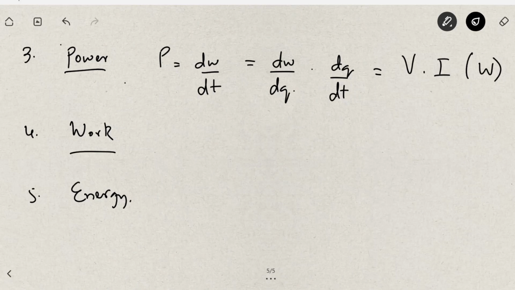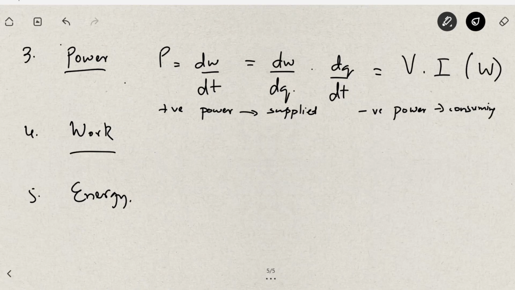Fine. So if a system is supplying power, it is known as positive power. If power is positive, it means power is being supplied by that element. If power is negative, it means that particular element is consuming it. So this is what power means.